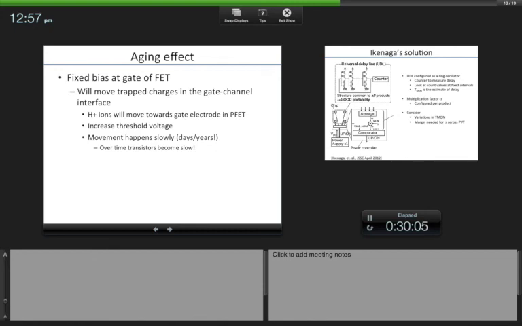So what is happening? The transistors are becoming slower because the threshold voltage increases, right? So this is a problem. So what that means is that I have a critical path, as soon as a manufactured chip, the path has a certain delay, but over time the delay of the path can slow down.